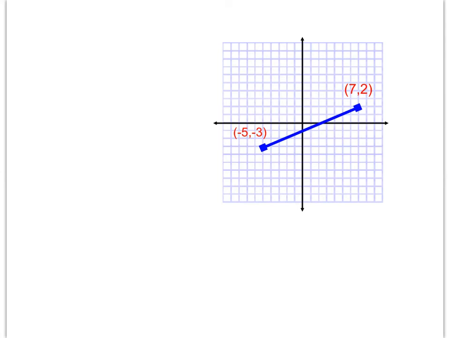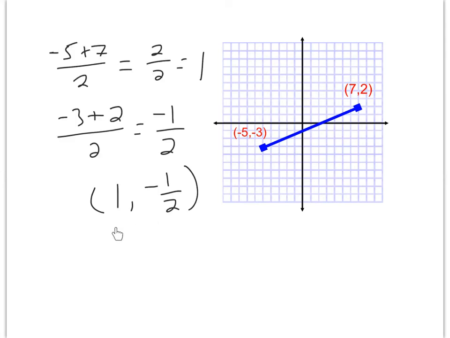Got cold. Okay, you should have found your midpoint was 1 comma negative 1/2, which is right there. X is 1, y is negative 1/2. And I get that just by taking the average of my x's. The average of my x's is negative 5 plus 7, all divided by 2, which is 2 over 2, which is 1. X is 1. My y coordinate is the average of my y's, which is negative 3 plus 2, negative 1 over 2, negative 1/2, and there's my y.